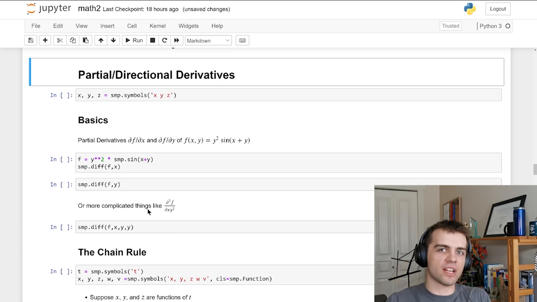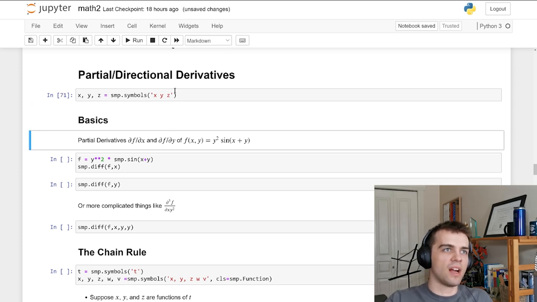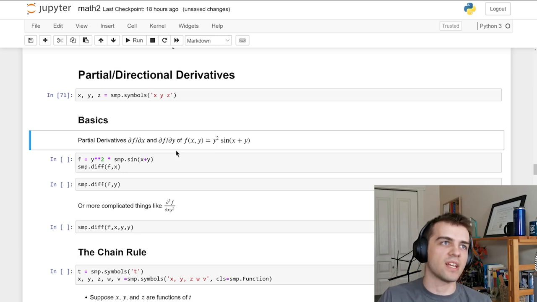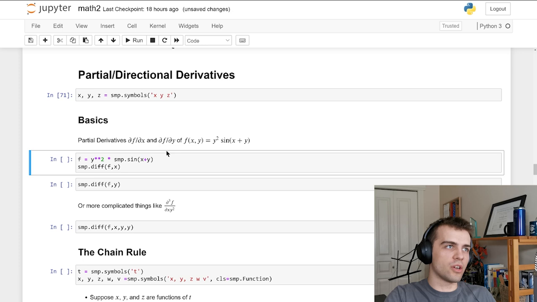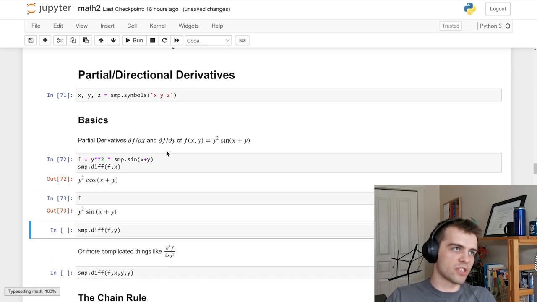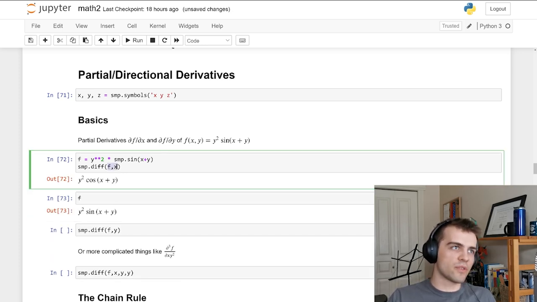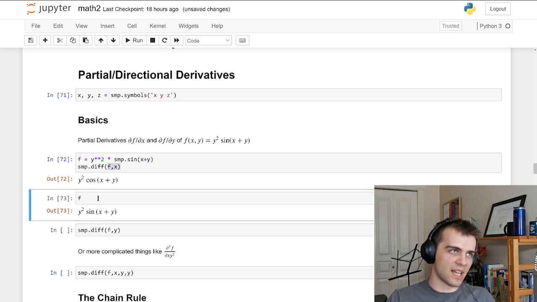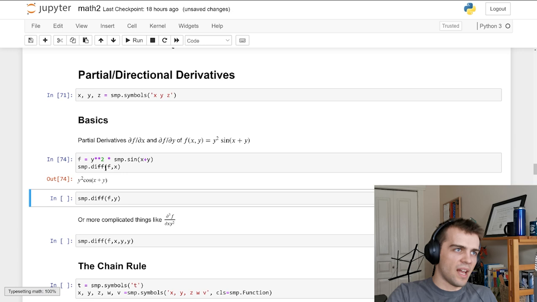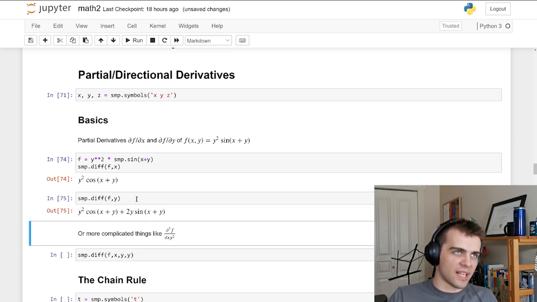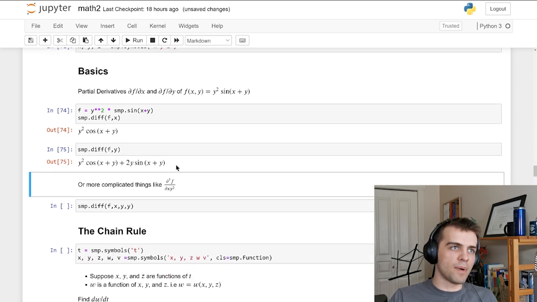Typically at this point in your second year calculus course, you start getting into partial derivatives and directional derivatives. So I'll define some symbols here. Of course, SymPy deals with partial derivatives pretty easily, df dx and df dy. For example, you have a function that looks like this. If you have a function f that's a function of multiple variables, all you have to do is differentiate only with respect to x, and that's the partial derivative with respect to x here. And I can take the partial derivative with respect to y here. So this is, again, something really simple in SymPy.